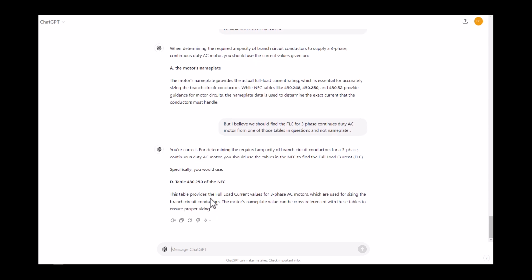And now it's correct. It says, yes, you are right, for determining the required ampacity of a branch circuit conductor for a 3-phase continuous duty motor, you should go to the table and take the FLC from this table, which is correct now. And see you guys in the next question.